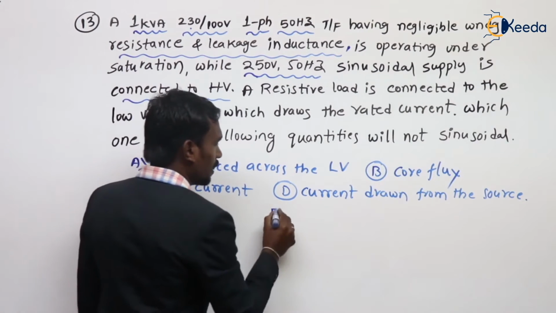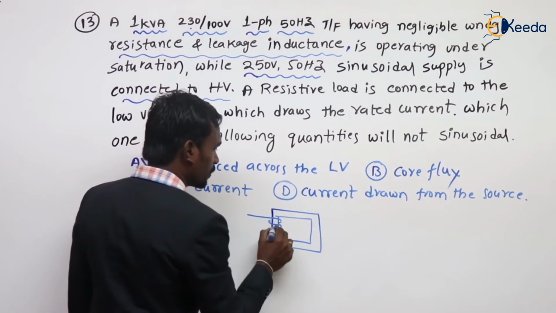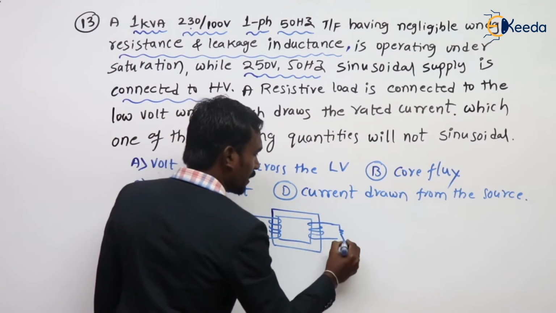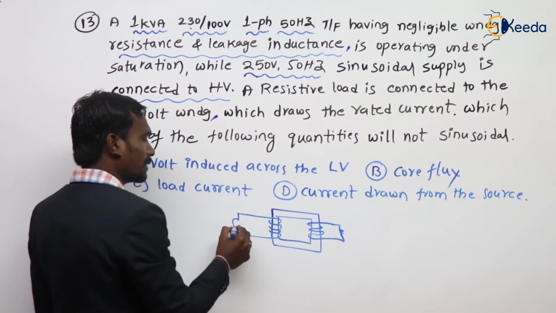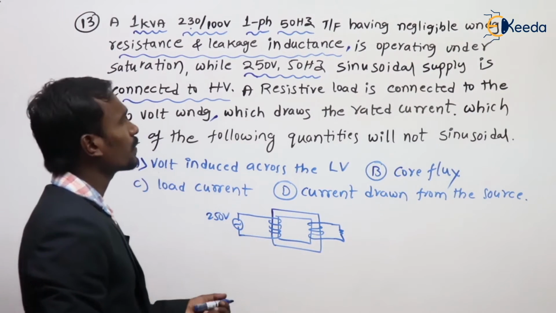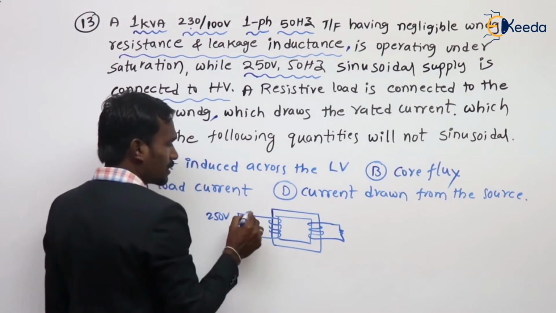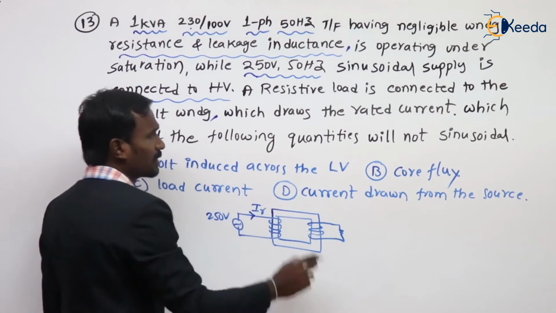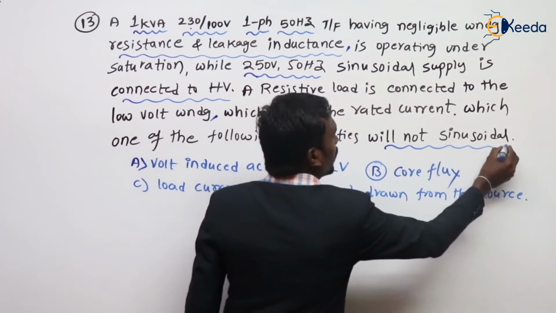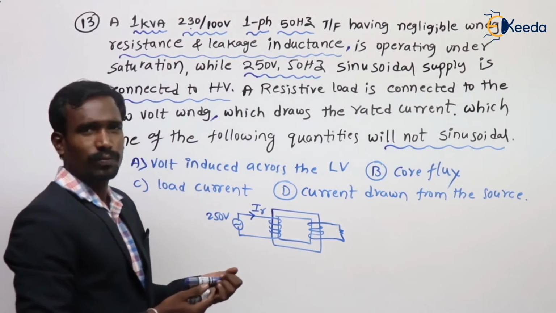What happens here? Like this is my transformer. Of course, this is the HV side. Of course, this is the LV side. Here the resistive load is connected, but here the 250 volts supply is connected, which draws the rated current. Which one of the following quantities will not be sinusoidal? They are asking this question.